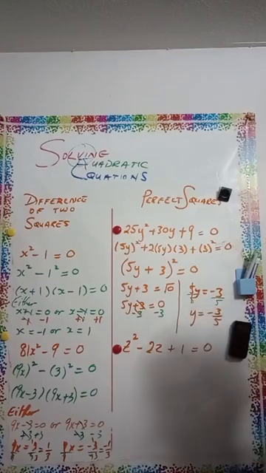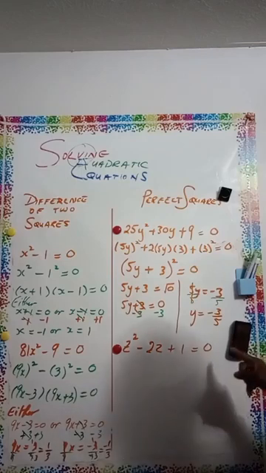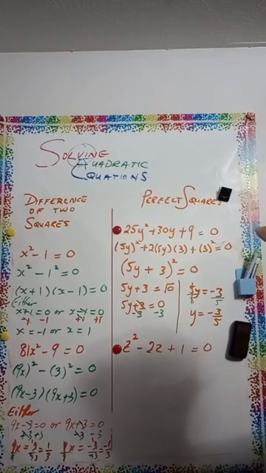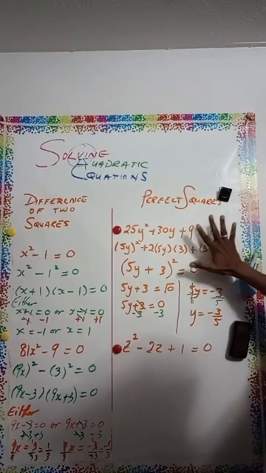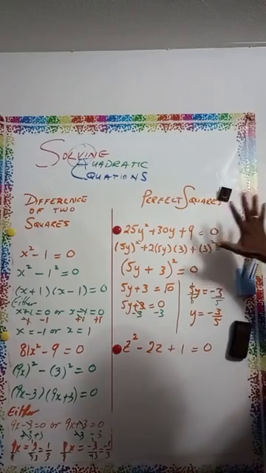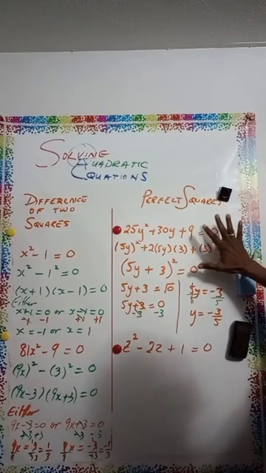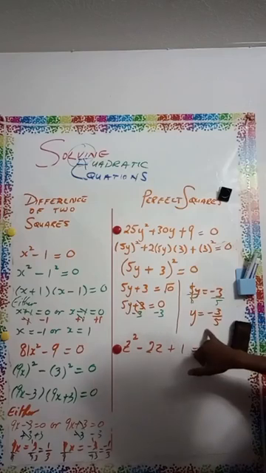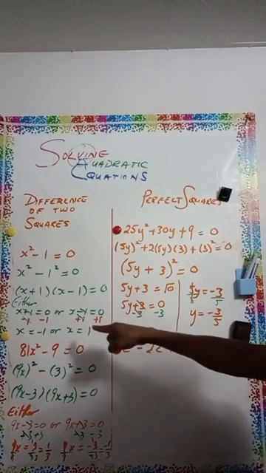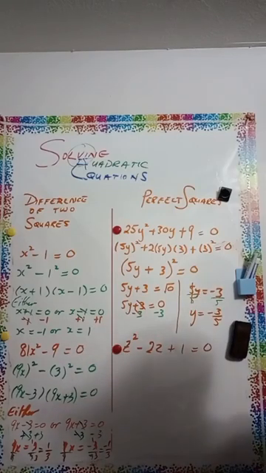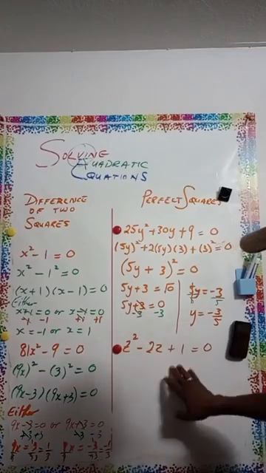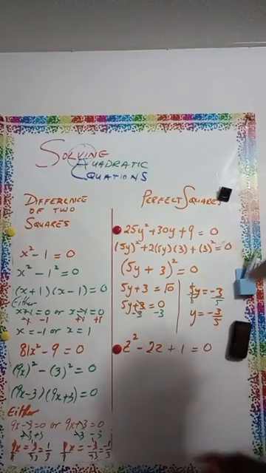So if you notice carefully, when you solve the perfect squares equation, it only yields one result. Unlike the difference of two squares, that gives you two results. Let's go and try this next perfect squares equation.